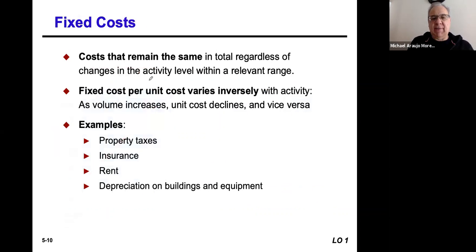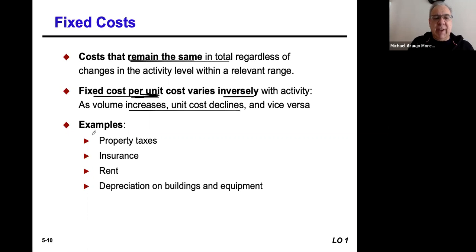Fixed costs are very interesting because you're going to pay the same rent regardless of how many tablets you produce, right? So in essence, fixed costs remain the same regardless of how much you're producing. However, when you look at fixed costs per unit, clearly the more units you have completed, your cost per unit for fixed costs is actually smaller, goes down. So it's an inverse relationship, as you'll see.